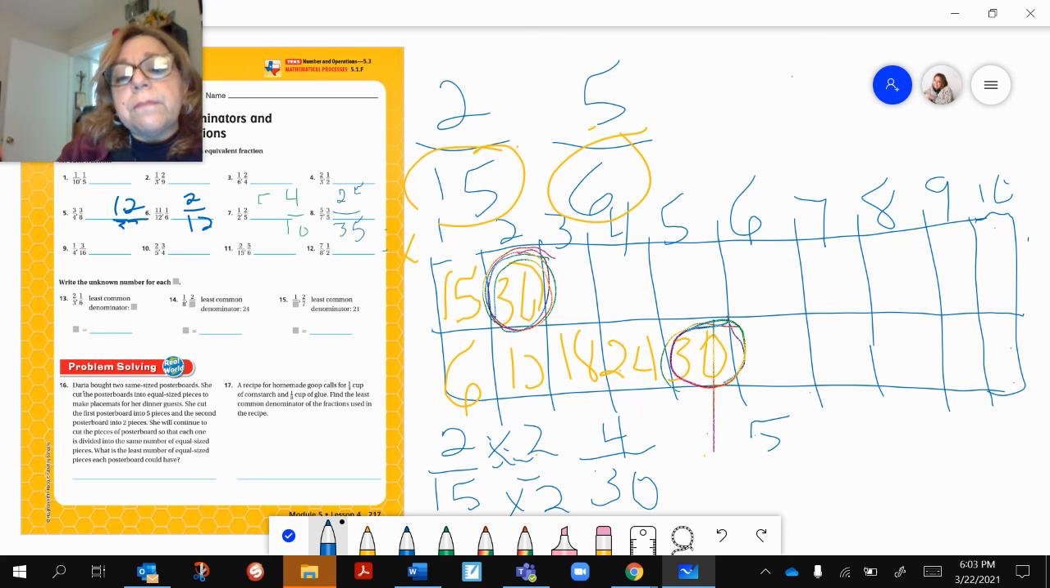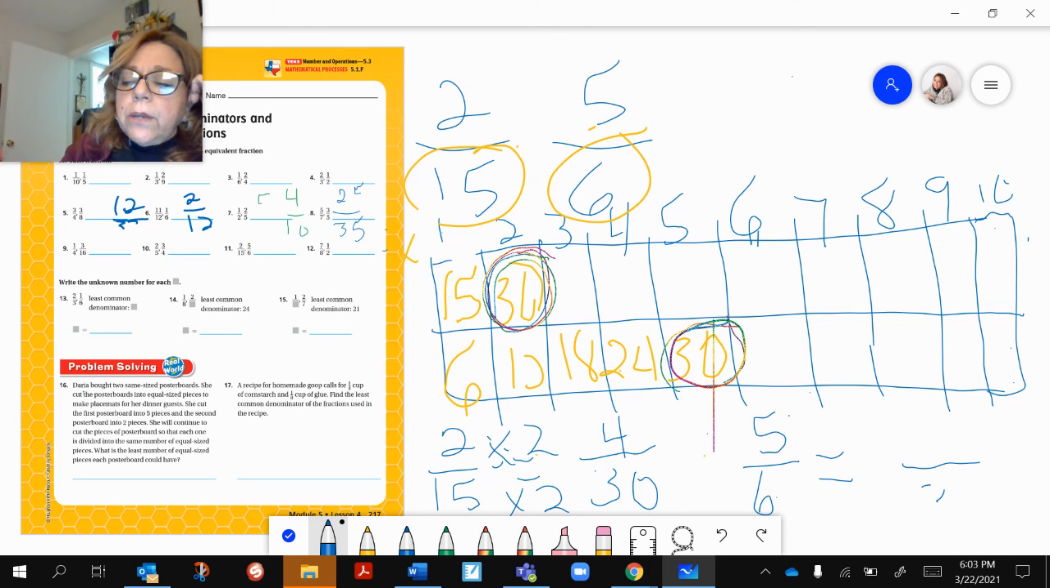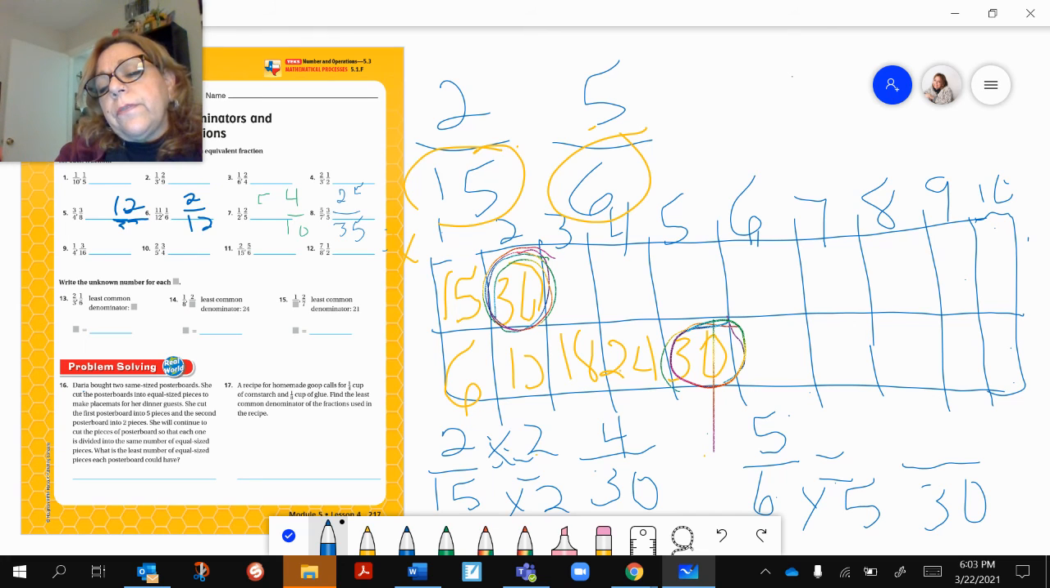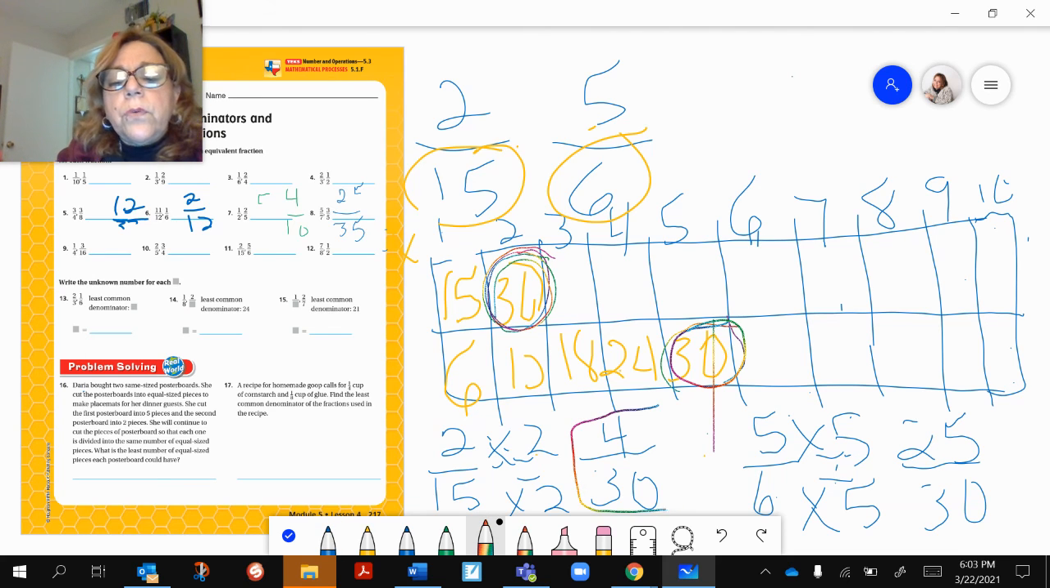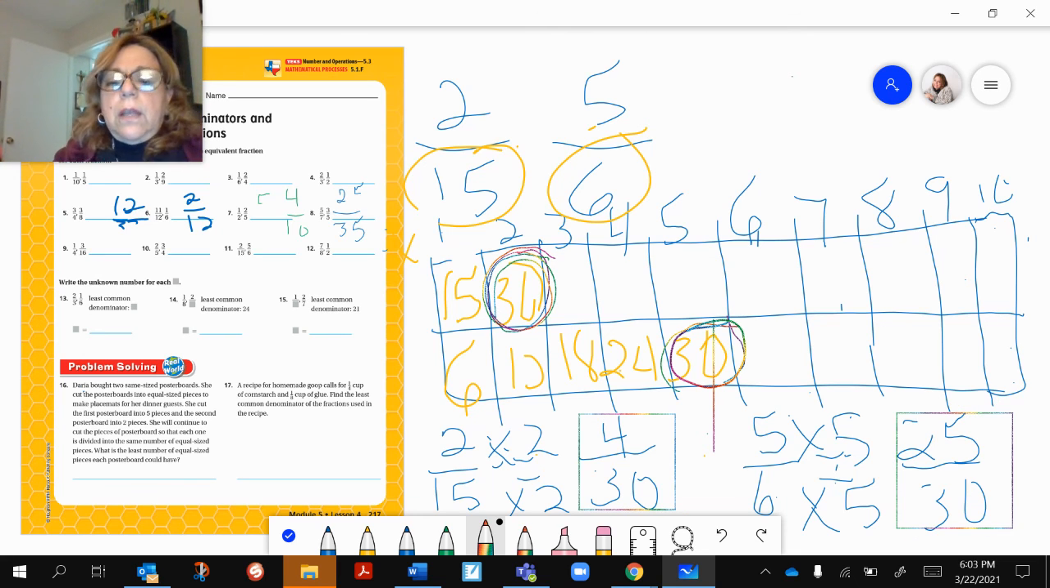Let's do the 5/6. I'm sorry, my finger doesn't work as well as the stylus pen. I already found out that my common denominator, lowest one, is 30. I got there by multiplying it by 5. Got to do that to my numerator. So it's 25/30. So I have 4/30 and 25/30.